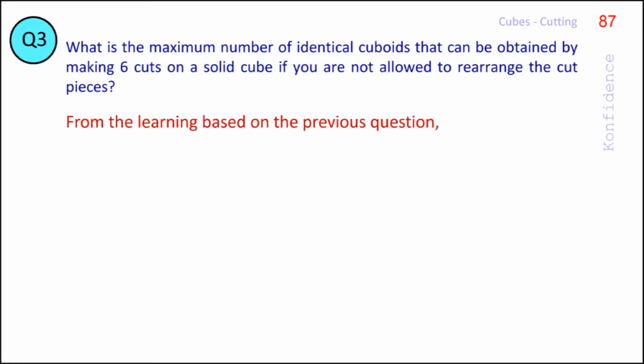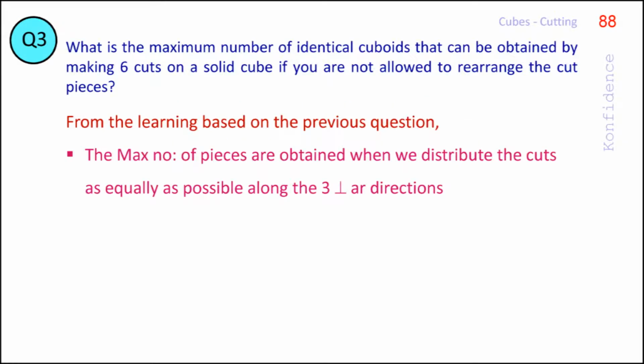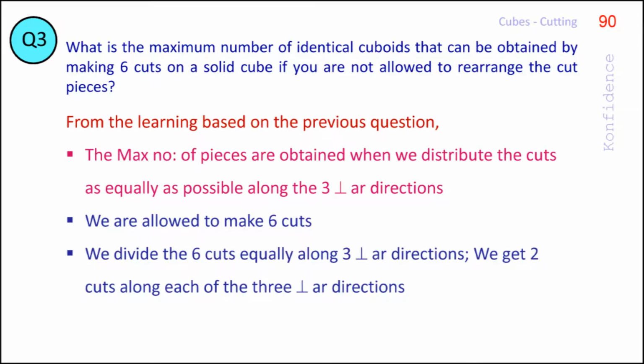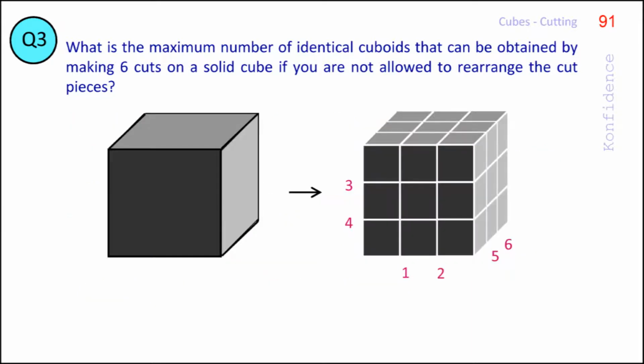From the observations we made, we can say that if we want to maximize the number of cuboids when we are not allowed to rearrange the cut pieces, we should distribute the cuts as equally as possible along the 3 perpendicular directions. Here we are allowed to make 6 cuts. When we divide the 6 cuts equally along the 3 perpendicular directions, we would make 2 cuts along each of the 3 perpendicular directions.